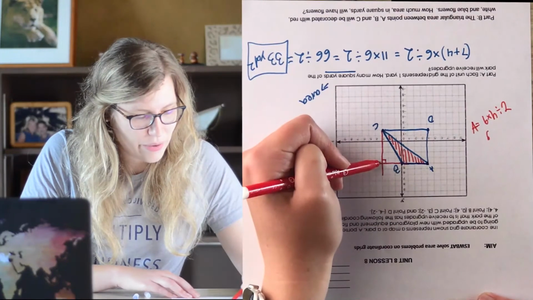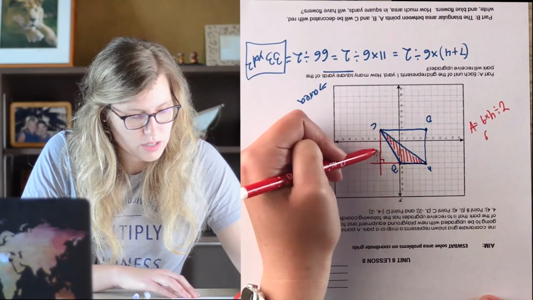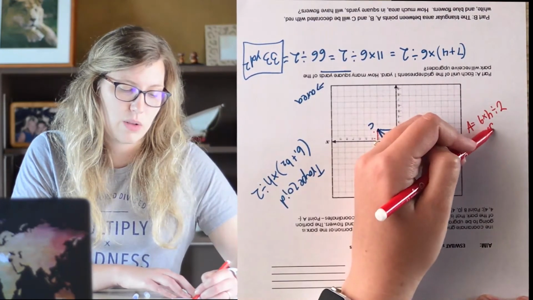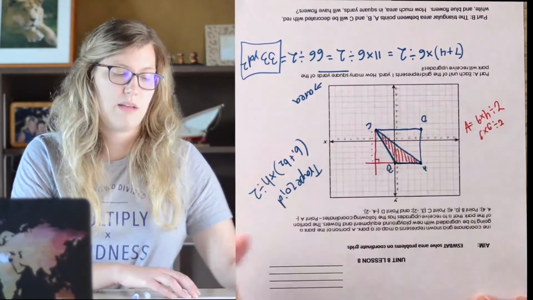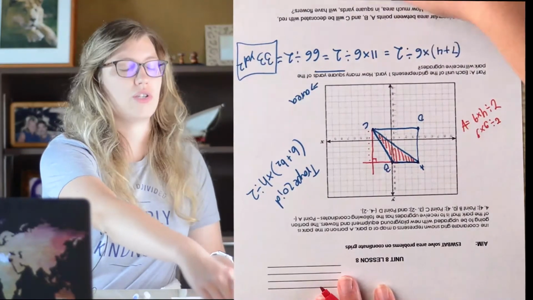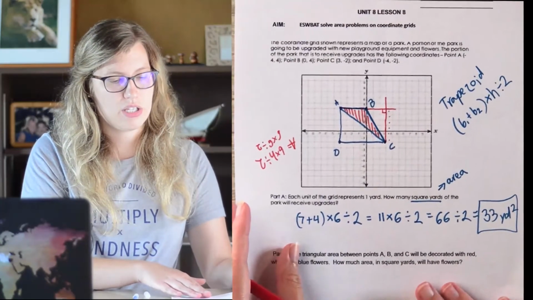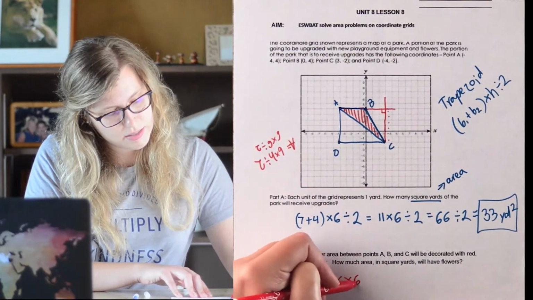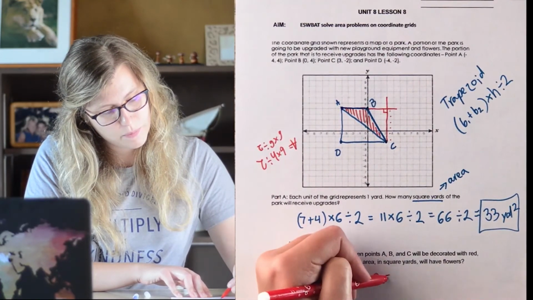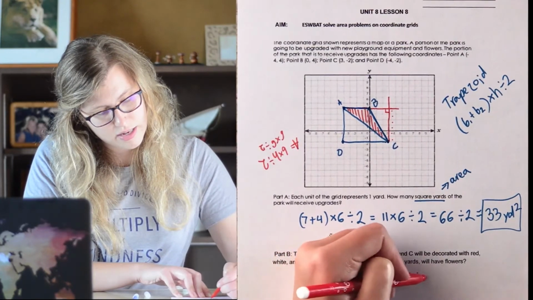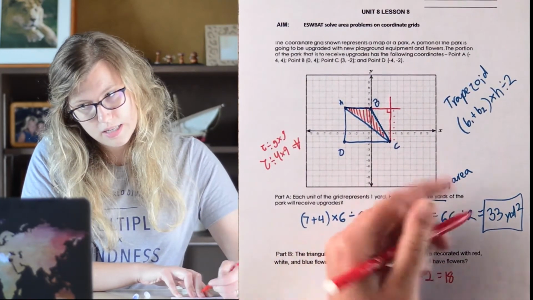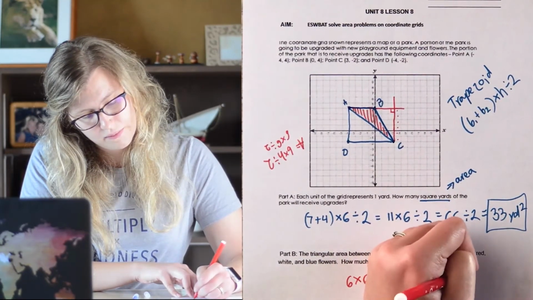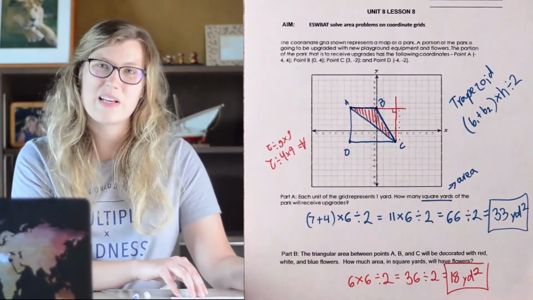So what is this height right here? 1, 2, 3, 4, 5, 6. That's also 6. So my height will also be 6, and then I can just divide by 2. I flipped it just so that it will help me, but I can do my calculations normally. So it will be 6 times 6 divided by 2 equals 36 divided by 2, which equals 18 square yards. And that was my triangle.